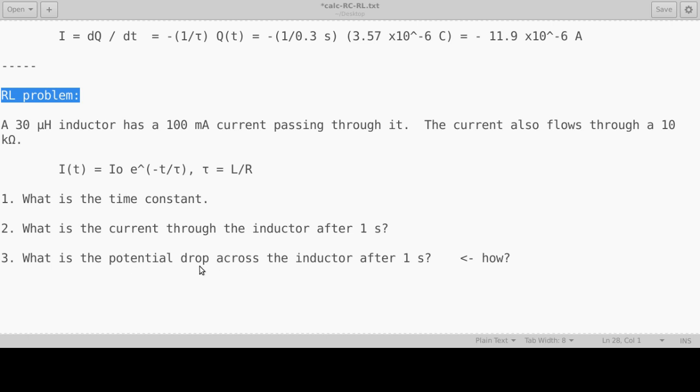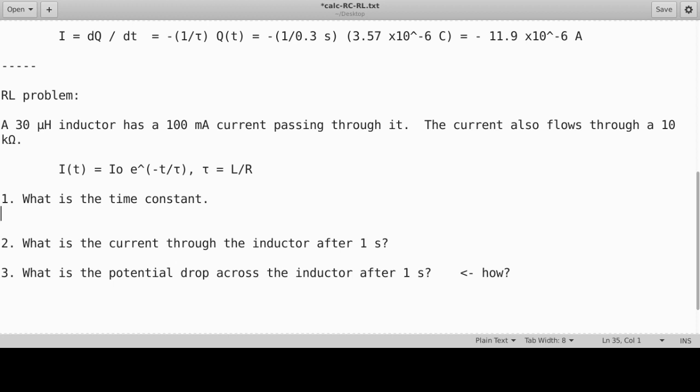It's number 3 that is a little bit different than the previous one, because in the previous one we had a current, and here we have potential drop, okay? And you say, well, what's the relationship between potential drop and current? Well, you'll see that when I get there. So let's solve the problem.